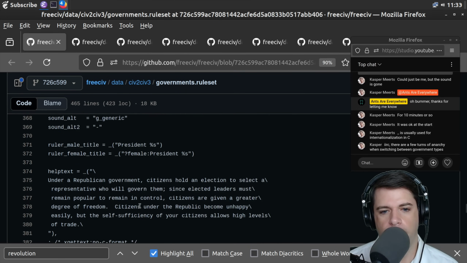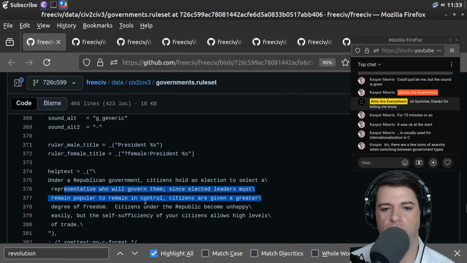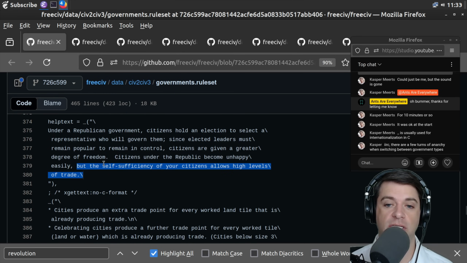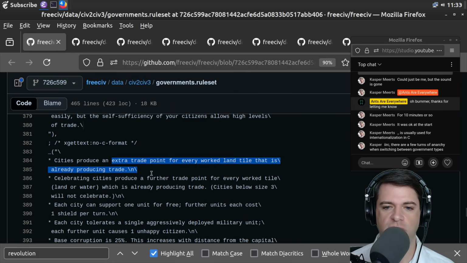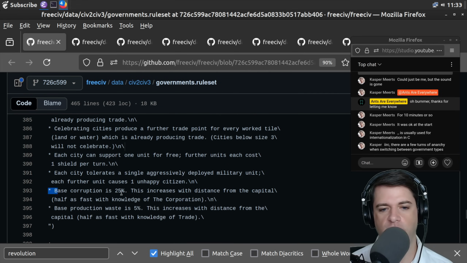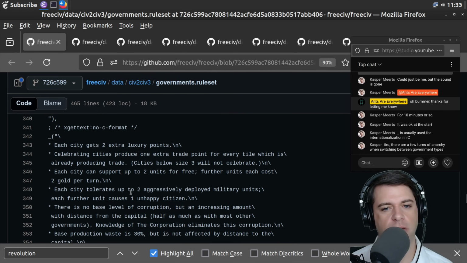And then we have a republic, which, if you believe Machiavelli, is the best form. Under a republican government, citizens hold an election to select a representative who will govern them. Since elected leaders must remain popular to remain in control, citizens are given a greater degree of freedom. Citizens under the republic become unhappy easily, but the self-sufficiency of your citizens allows high levels of trade. So cities produce an extra trade point for every worked land tile. That's already producing trade. This is about celebrating cities. I don't care so much about celebrating cities. Base corruption is 25%. So above the theocracy one.